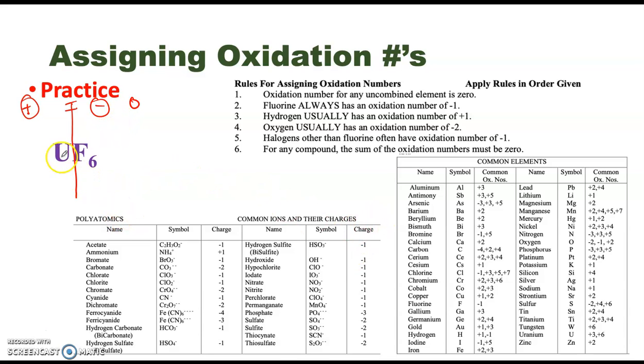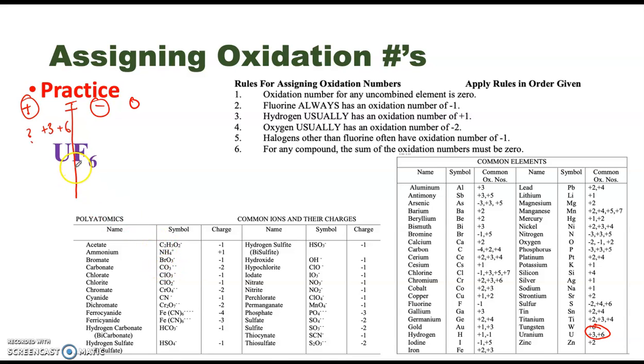Okay, so if I look up uranium first, I go over here, here's a list of all my elements. I go down to uranium, and it can be +3 or +6. Okay, that poses a problem here. I don't know which one it is. So let's just skip this one for now. It's a question mark. It's +3 or +6. It's one of those two options.